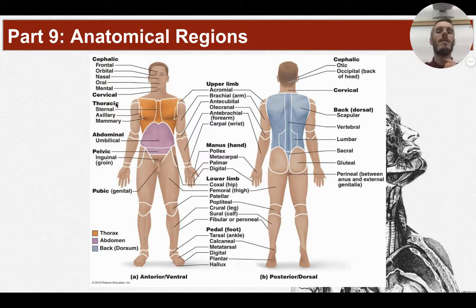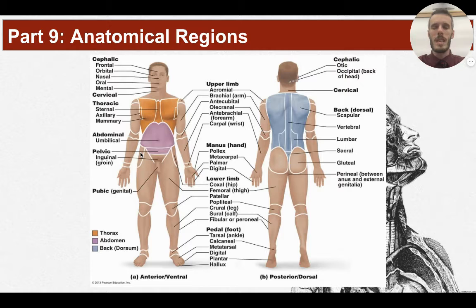Cervical is neck. Sternal is the center of the chest, where your sternum is located. Axillary is the armpit. And mammary is going to be the lateral portion of the chest, which would be the location of the mammary glands. So the mammary is the lateral portion of the chest. Umbilical is the specific area, so where the belly button is.